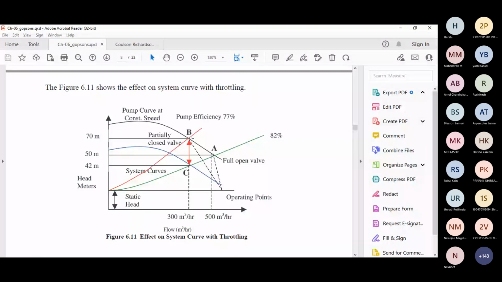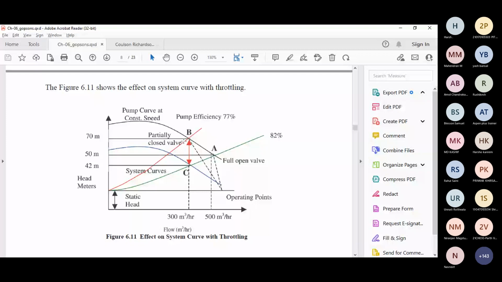Correct. So basically what is happening, your flow rate versus power curve is always a straight line, it is linear. But previously what was happening, at point A your discharge valve was full open, that's why your efficiency was 82%. Now your discharge valve at point B is in throttle condition. So your efficiency difference is 82 minus 77, so a 5% drop in efficiency. That amount of power goes into overcoming the resistance provided by the throttling of the valve.